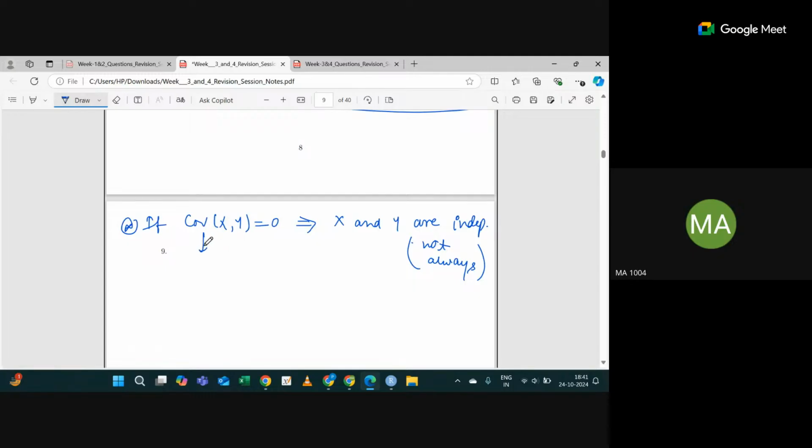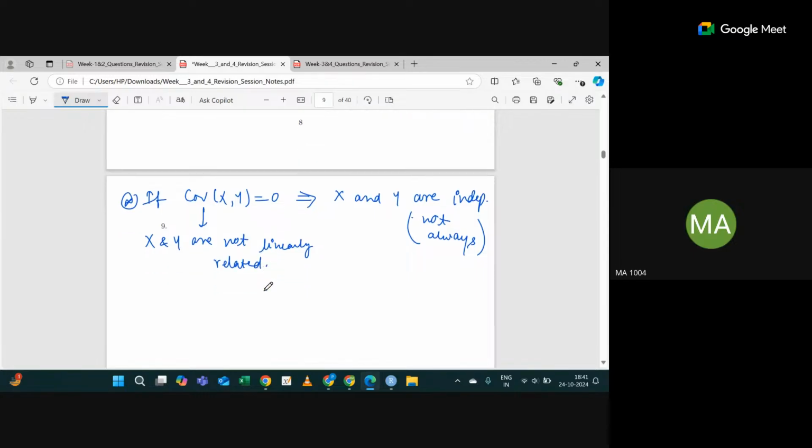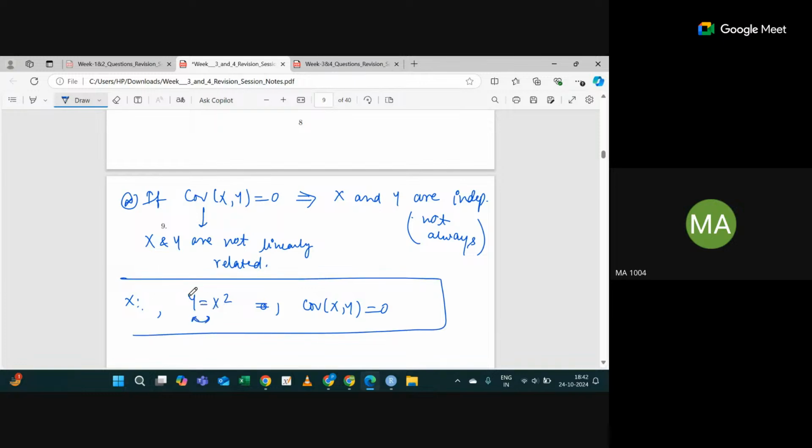See, covariance tells us what? Linear association between x and y, right? So if I'm saying the covariance between x comma y is equal to 0, this means x and y are not linearly related. There might be another kind of relationship. For example, suppose x is given and y is defined as x square. In this case it is also possible that the covariance between x comma y is 0, but we can't say x and y are independent, because there is a quadratic relationship between x and y. So if covariance is 0, you can't say x and y are independent. You can only say x and y are not linearly related, but there might be another kind of relationship. Is this clear?